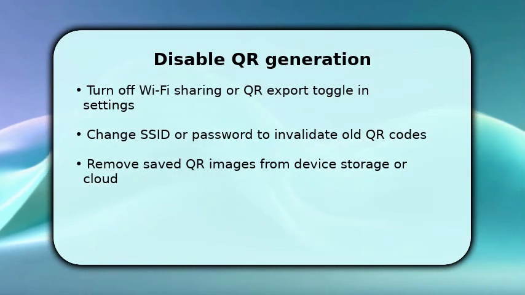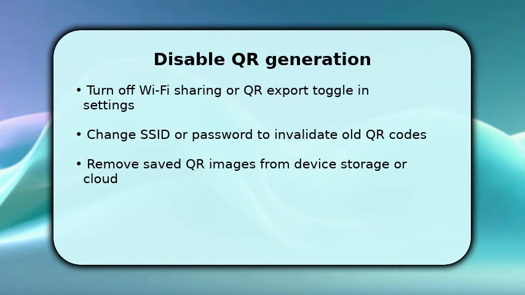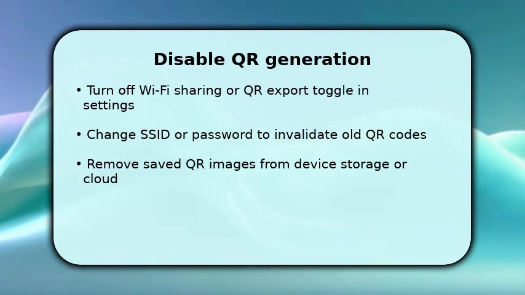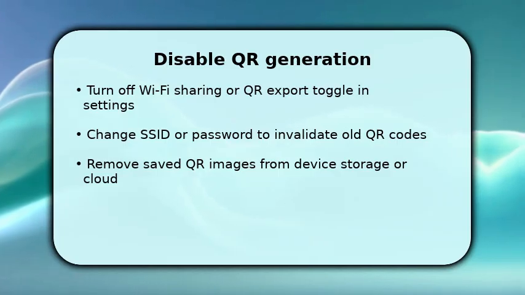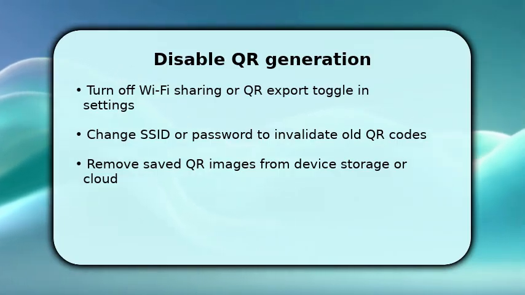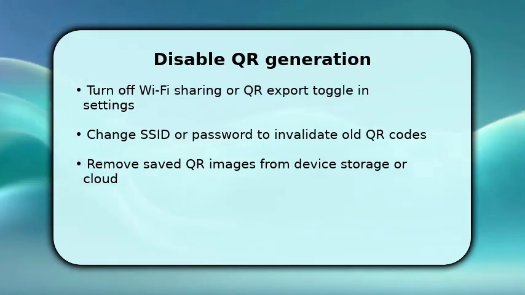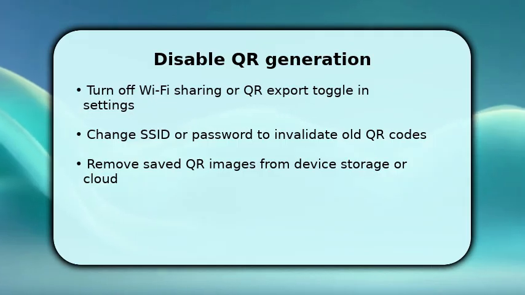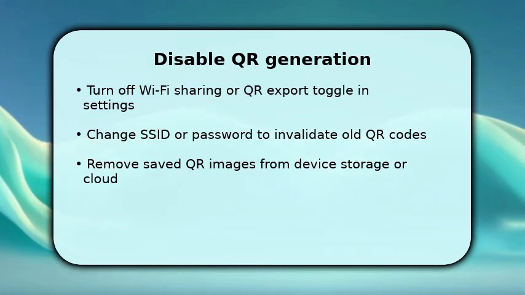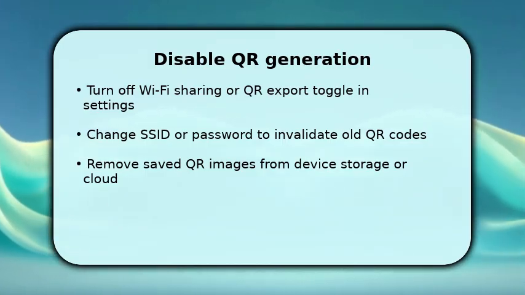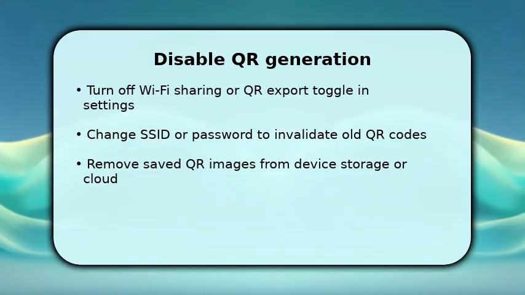Now you take the middle steps that actually stop the QR from working. In Settings, switch off the Share Network or Show QR Code toggle. This prevents new QR images. To invalidate any existing codes, change the SSID or update the Wi-Fi password, because a different key makes the old QR useless. Make sure you also delete any exported QR images from your phone or router storage, and from cloud backups so they cannot be scanned later.